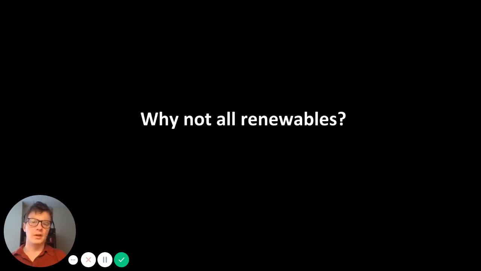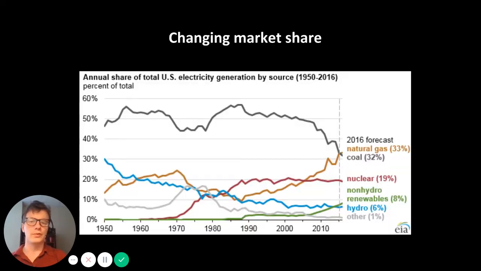The idea being that the natural gas, being more flexible and dispatchable, can complement some of the intermittent and variable nature of renewables. So as a result of these changes over the last 20 years, we've seen a change in the market share of different types of generation resources, right? So each one of these color lines tracks a different generation technology. And what we're tracking on the y-axis is the annual share of total U.S. electricity generation, so in a percentage.